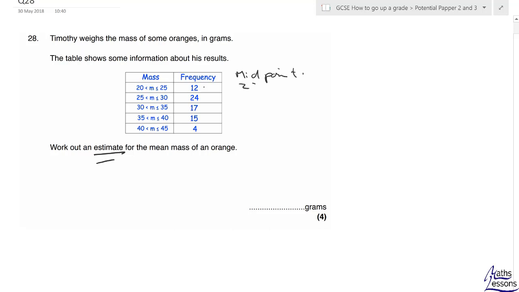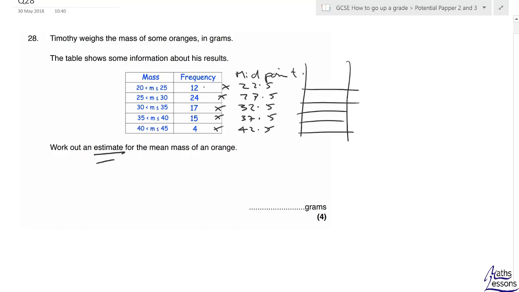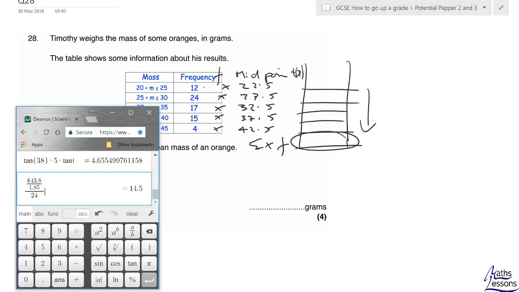So you're going to make the midpoint 22.5. This one 27.5. This one 32.5, and this one, what's it going to be, 37.5, and this one 42.5. And then we times these together. And if you wanted to, you could work those all out and get the sum here. So this is a sum of the x times the f. I'm not actually going to work out all those individual ones. I'm just going to work this all out in one go. And this is how I do it.